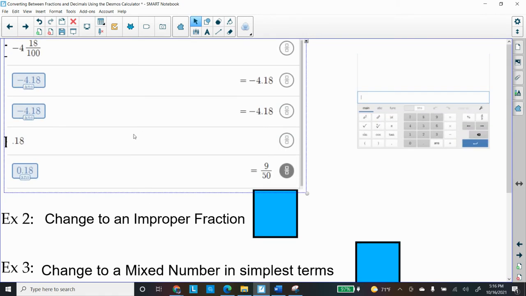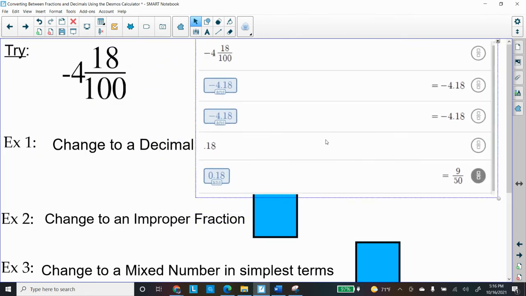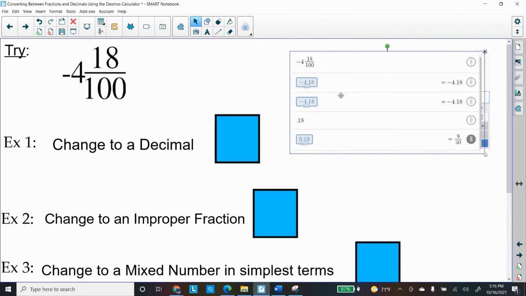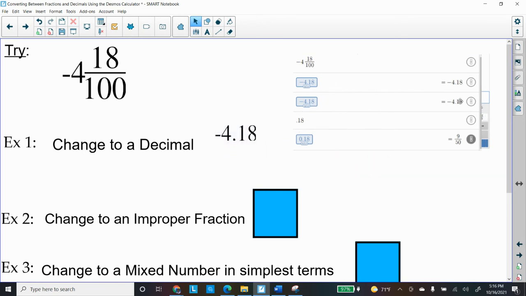And put this over here. A little bit. Shrink it down a little more. Okay, good. All right, so we changed it to a decimal. There's our decimal, -4.18, we did. And we changed it to an improper fraction, and our improper fraction, I believe, was -209/50. I think we had that, so I'd have to go back to show it to you again.